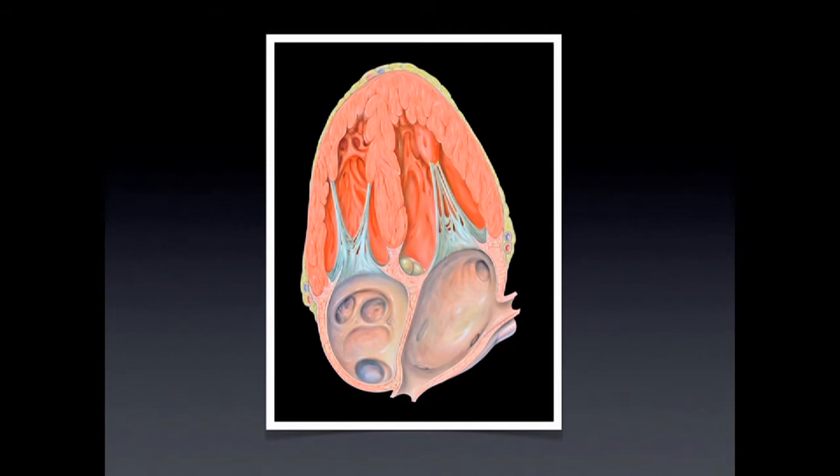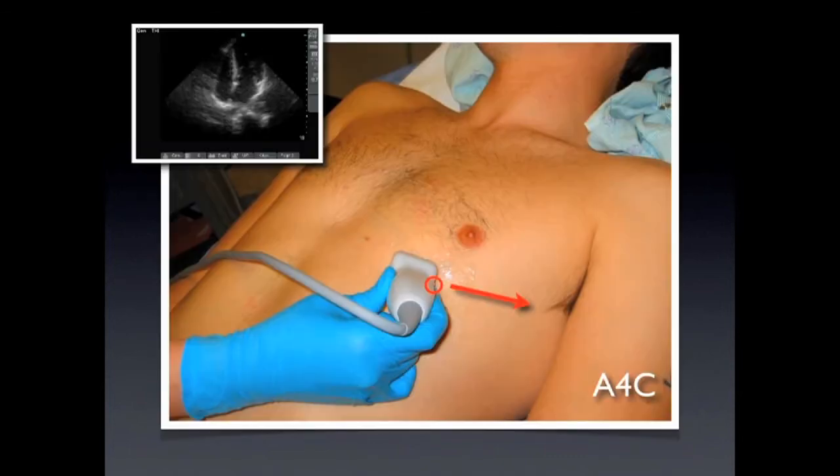You're going to have on the right side of your screen the left ventricle, the left atrium, on the left side of your screen the right ventricle, along with the right atrium, and of course you're going to see the mitral valve and the tricuspid valve. Indicator towards the left axilla.